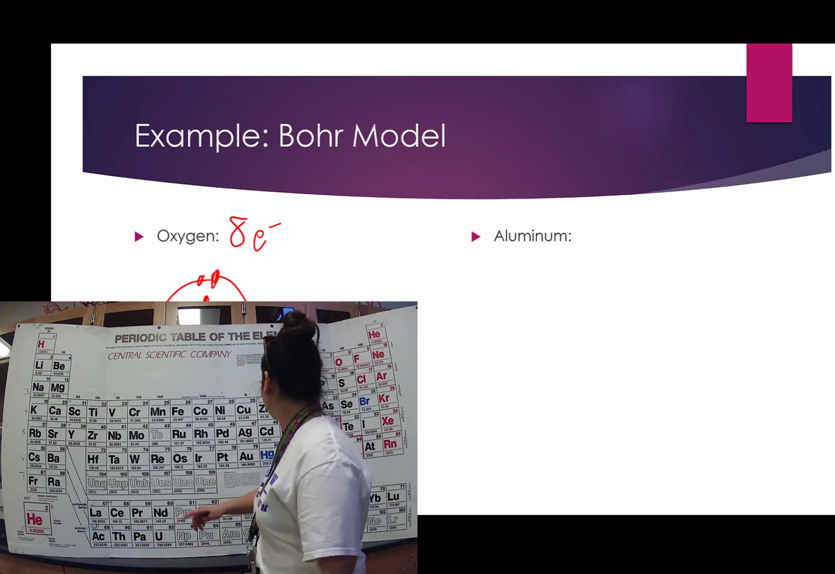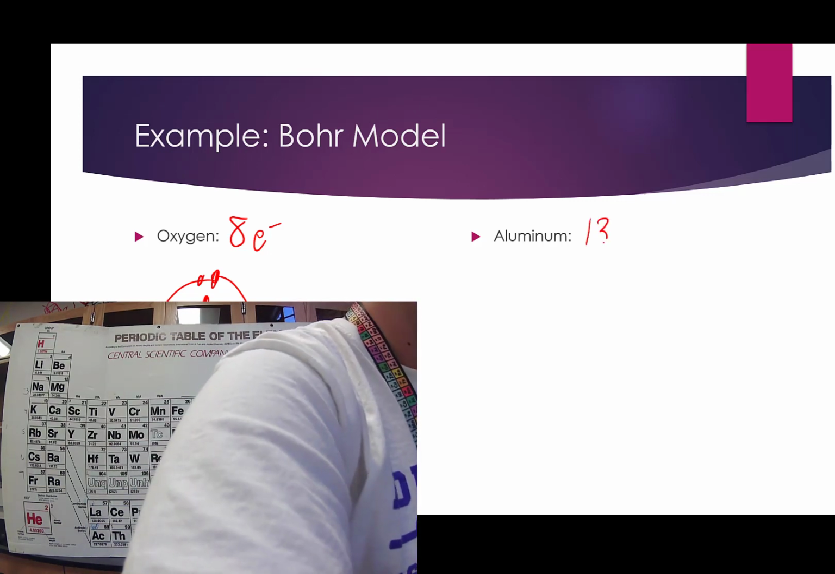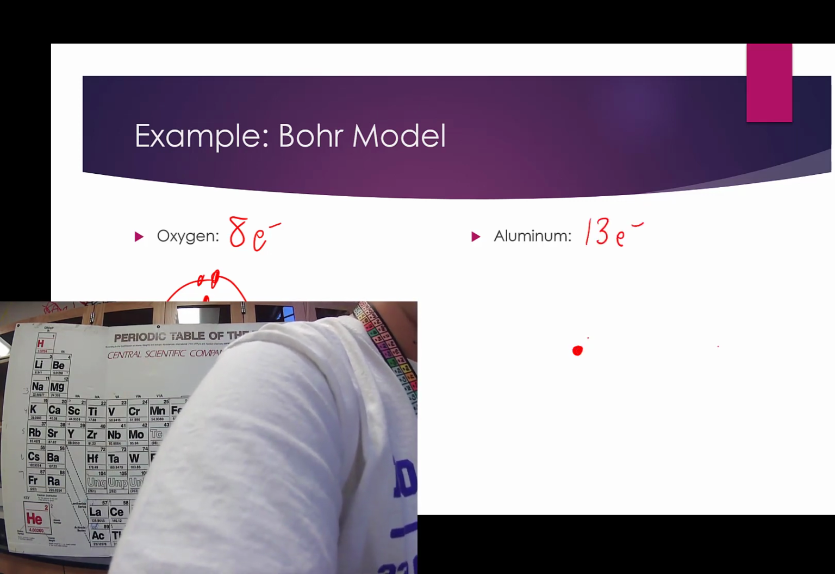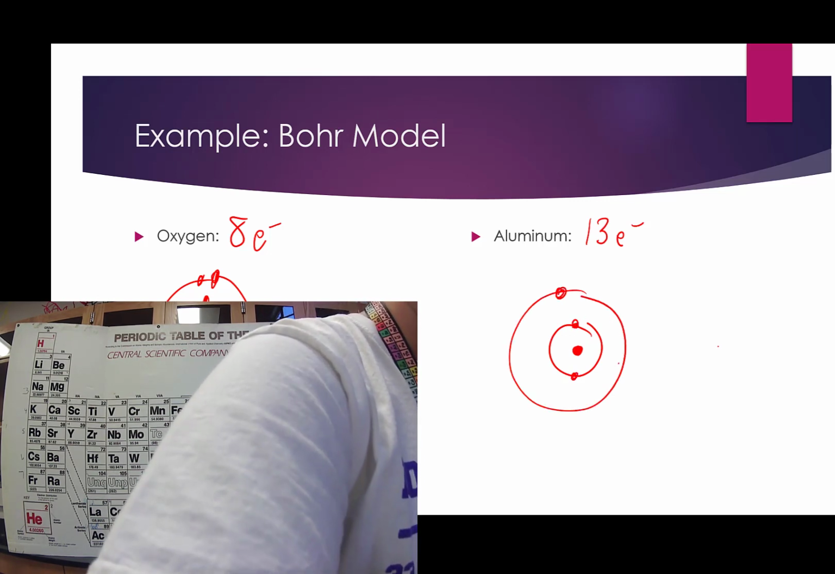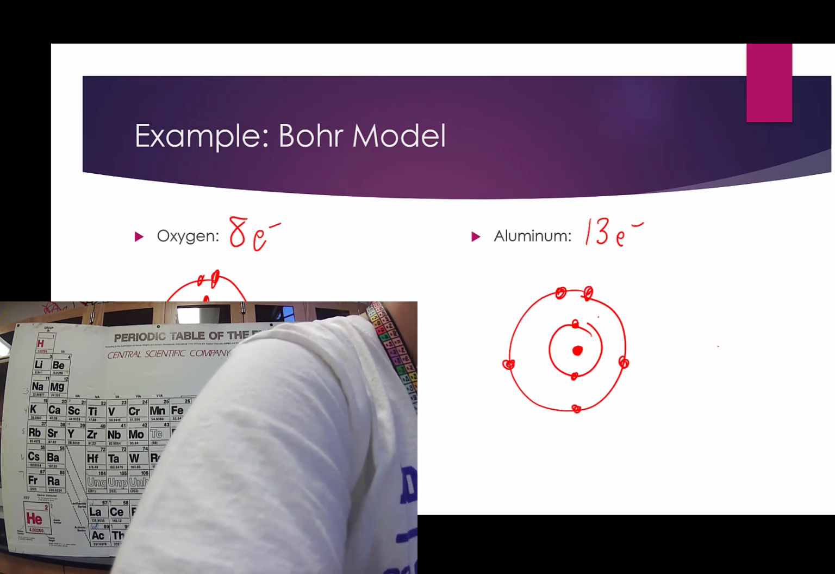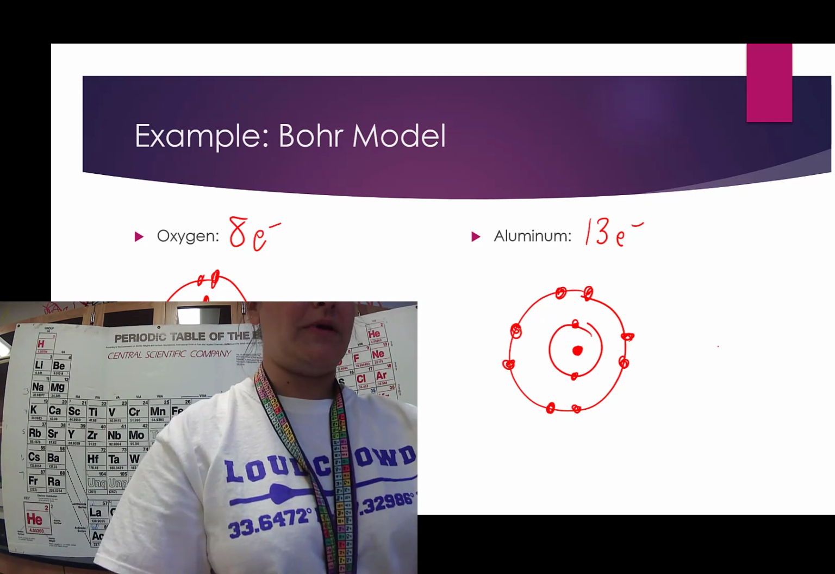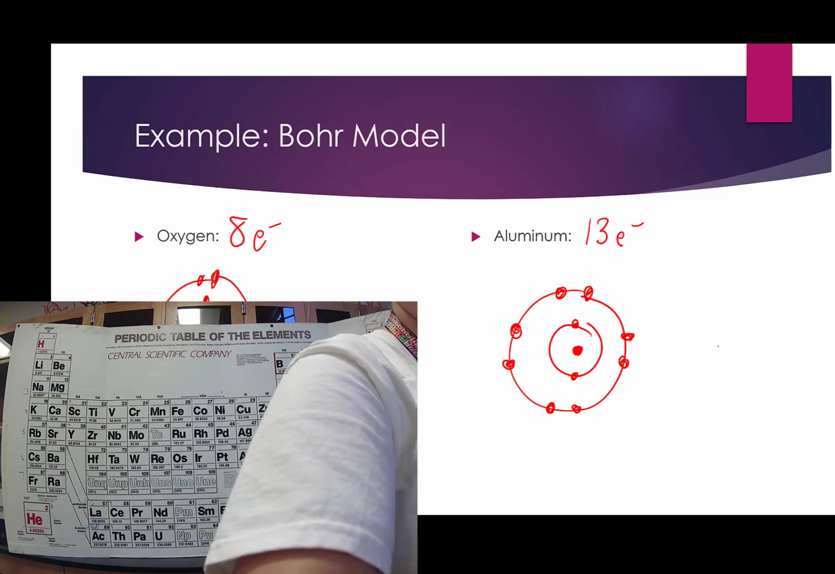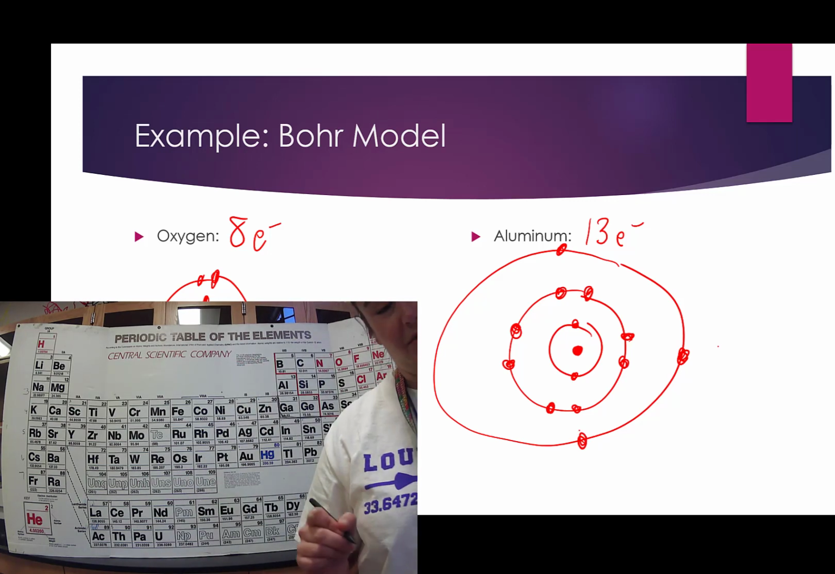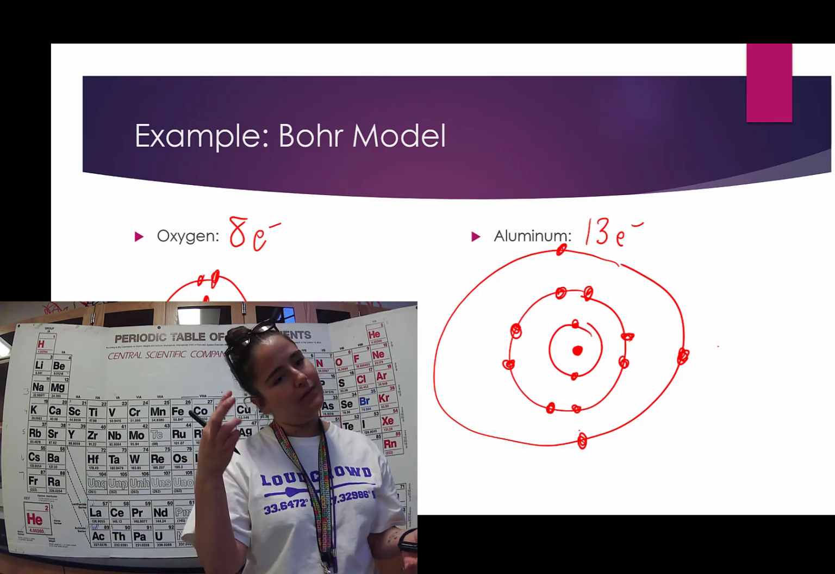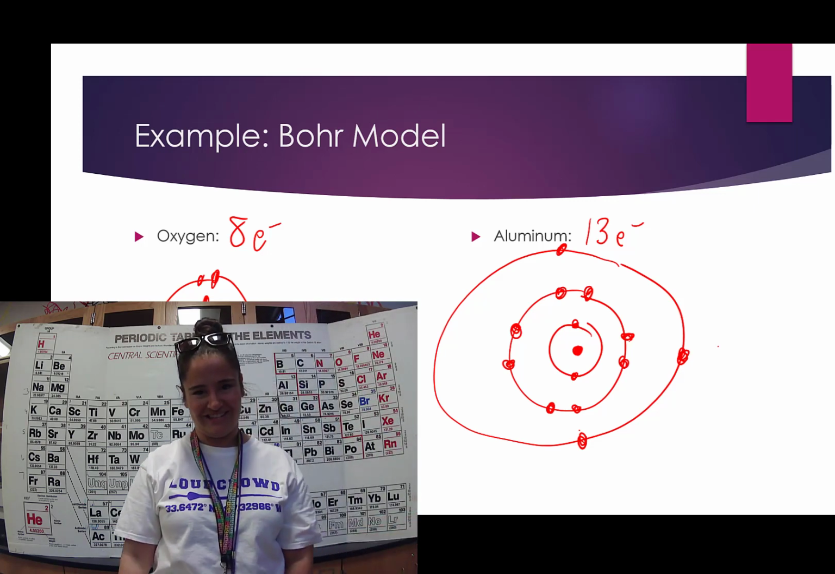We got aluminum. It's number 13, so we got 13 electrons that we're going to be placing. Now, like I said, 2 fit on the innermost circle, and 8 fit on the second circle. 1, 2, 3, 4, 5, 6, 7, 8. So far in my structure, I have a total of 10 electrons, but I have 13. So I'm going to place 1, 2, 3 more electrons. It's in group 13, so it should have 3 valence electrons.